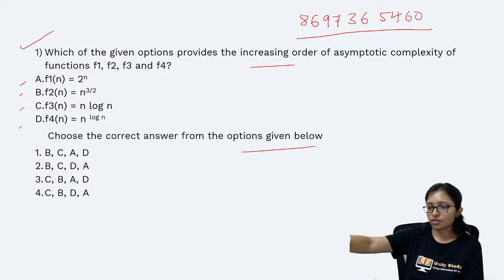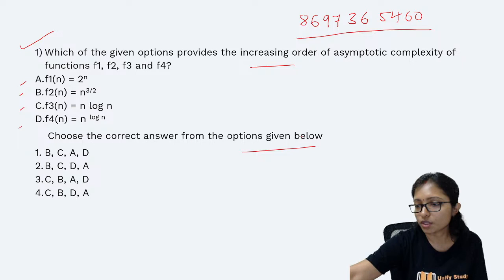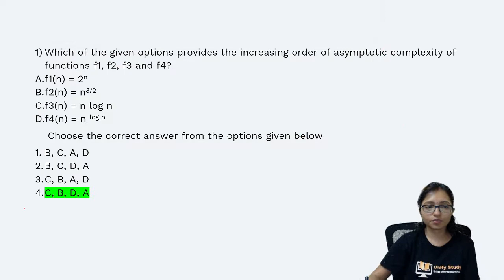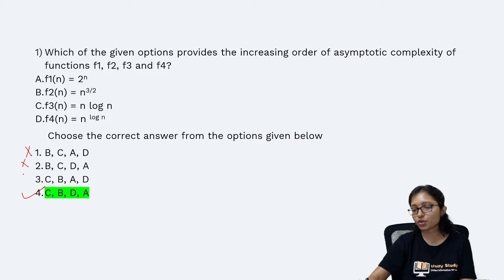In the chat box, now I can see Saranya, Madhu, Meeta. Okay, now the answers are coming. So the answer will be option 4. Those who are telling option 1, they are wrong. Option 2 is also wrong. Option 3 is also wrong.